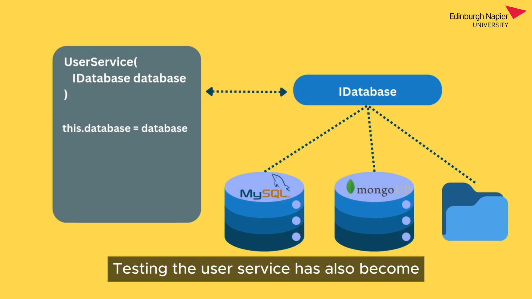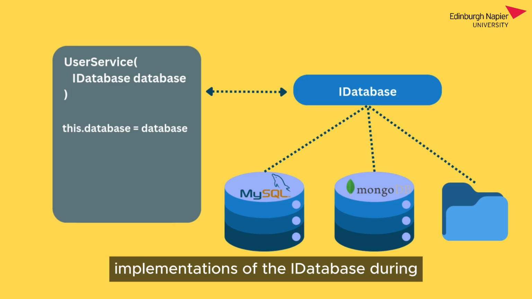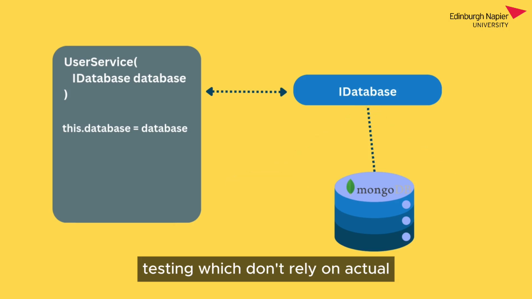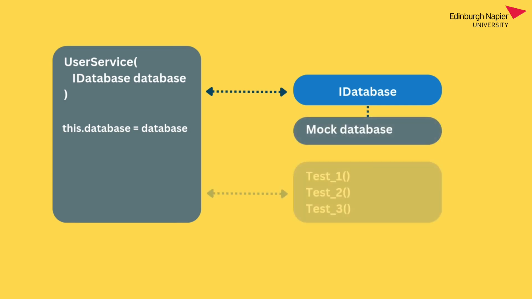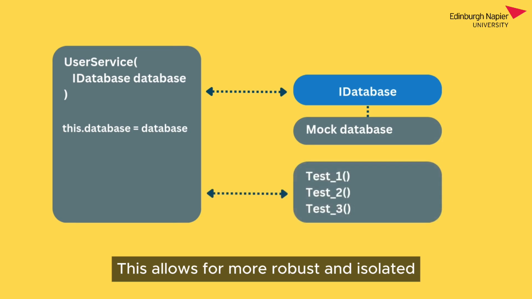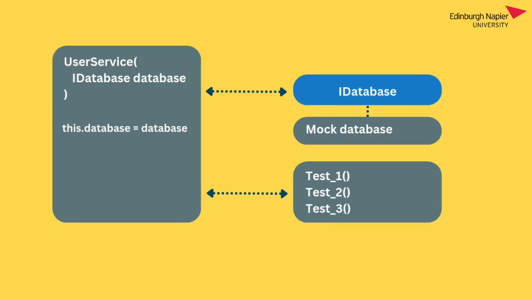Testing the user service has also become much simpler. By injecting mock implementations of the IDatabase during testing, which don't rely on actual database connections, we significantly improve the testability of the service. This allows for more robust and isolated tests that help ensure our service is functioning correctly without the need for a live database.